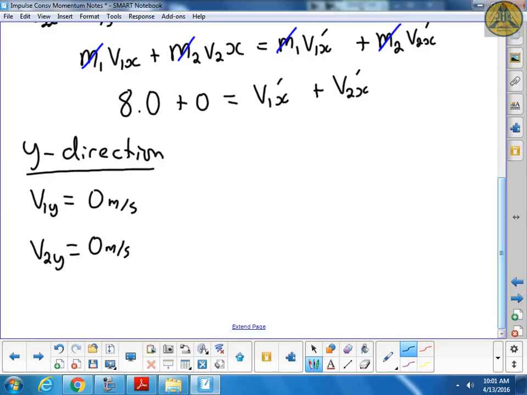So this is before. Forgot to write it in. Before the collision, after.